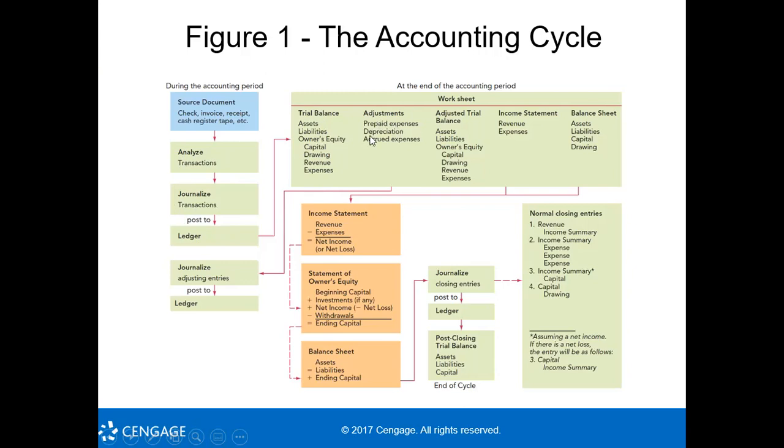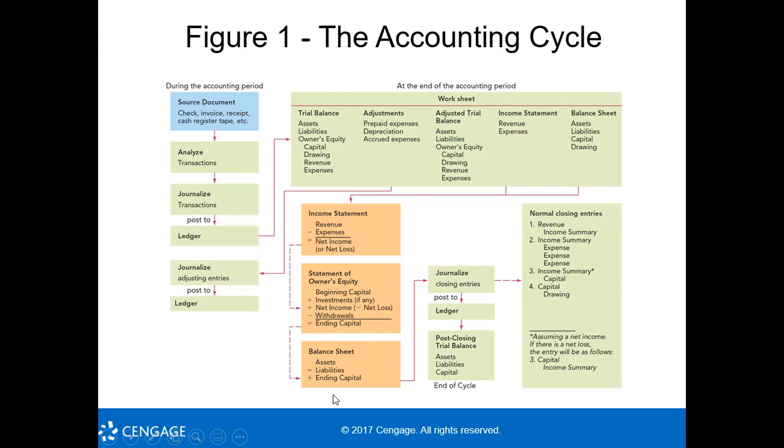Then we do our adjusting entries. We prepare the adjusted trial balance. And then from that adjusted trial balance, we prepare our financial statements. So income statement, statement of owner's equity, balance sheet, right? And that's step 7 of the accounting cycle, the financial statements.